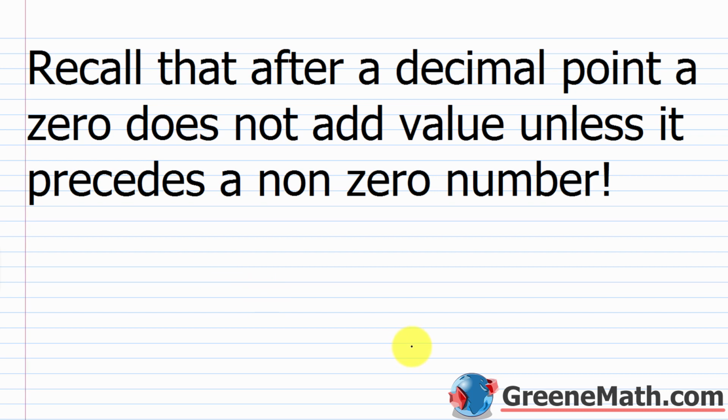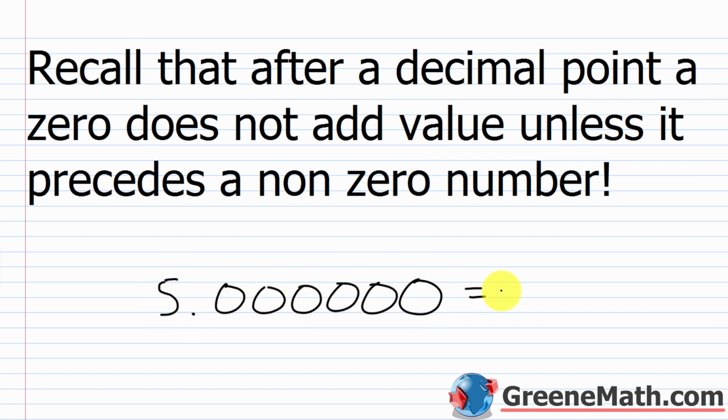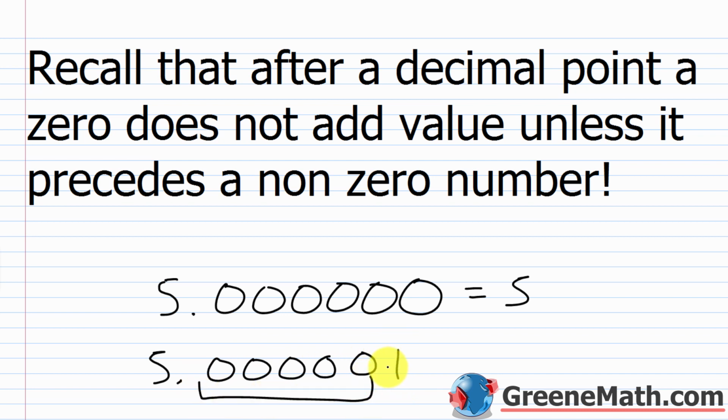I want you to recall that after a decimal point, a 0 does not add value unless it precedes a non-zero number. So something like 5.000000 is still 5. Right? Where you run into problems is if you had something like 5.000001. Well, these zeros do matter now, right? Because they come before a non-zero digit. They precede a non-zero number, okay? But if you don't have anything out there other than 0, you can put as many as you want. It doesn't matter. You're not adding value to the number.